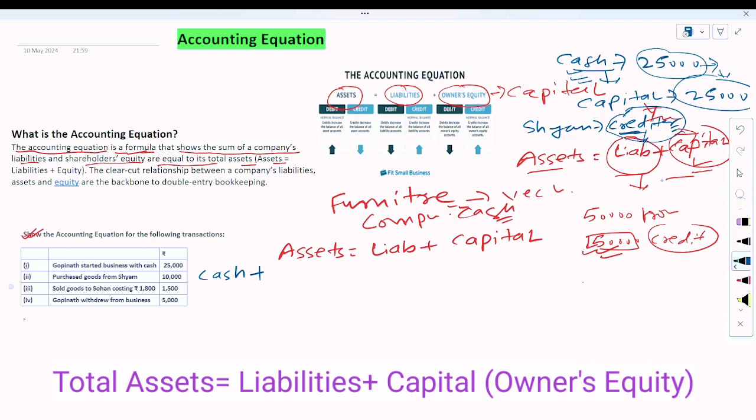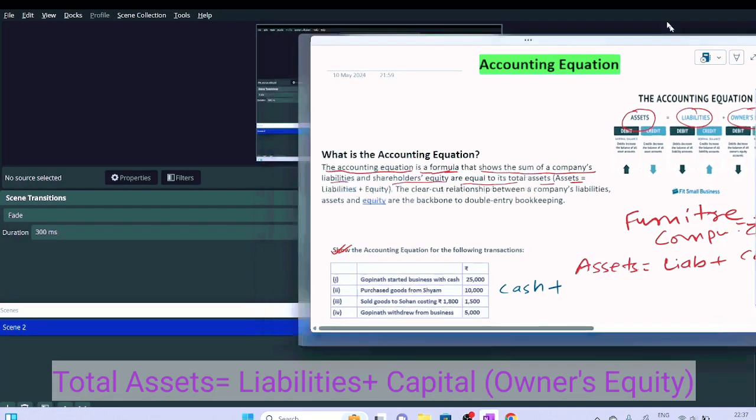Third, sold goods to Sohan costing 1800, 1500. It means the cost price of goods is how much? 1800. And how much is the selling price? Selling price of goods is 1500. Then you can find how much profit or loss Gopinath is getting. Cost price is 1800 and selling price is 1500. It means 300 loss Gopinath is having.